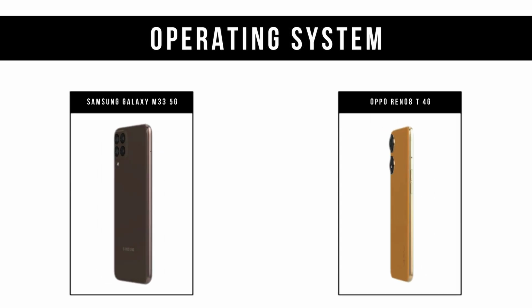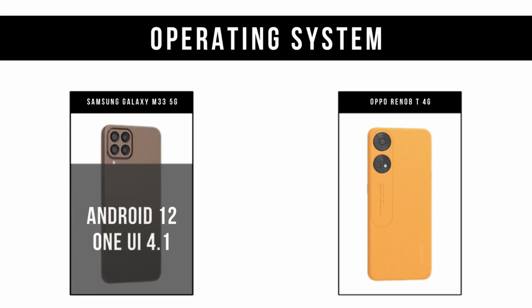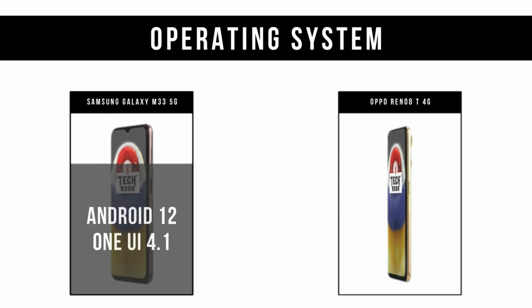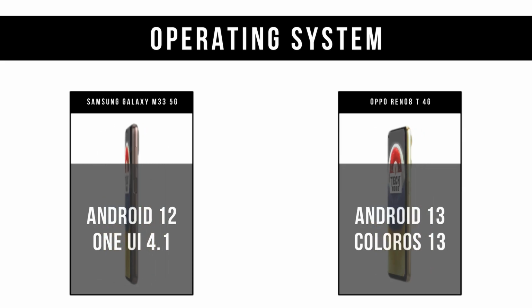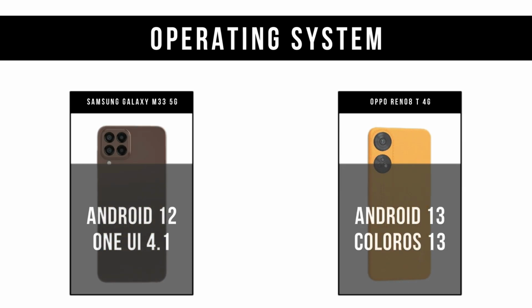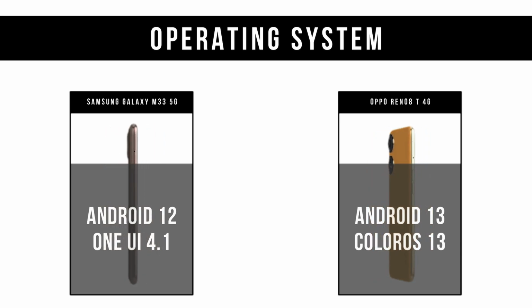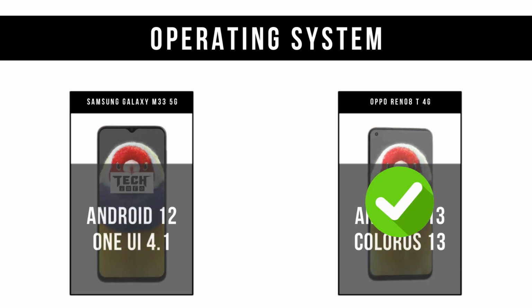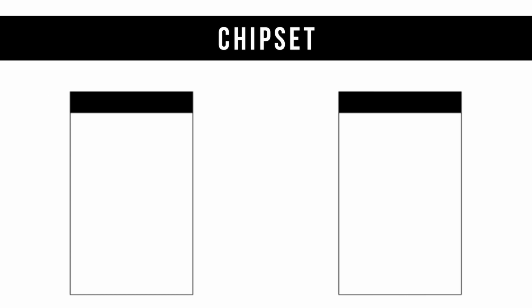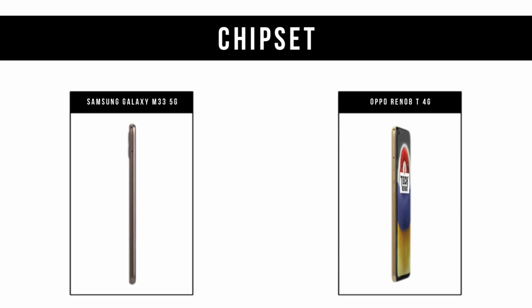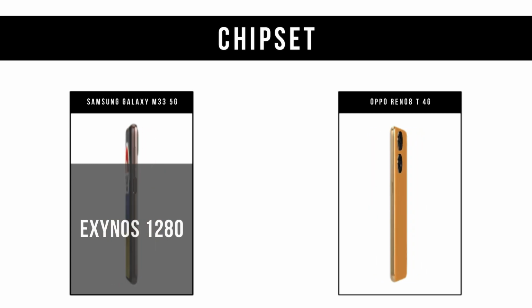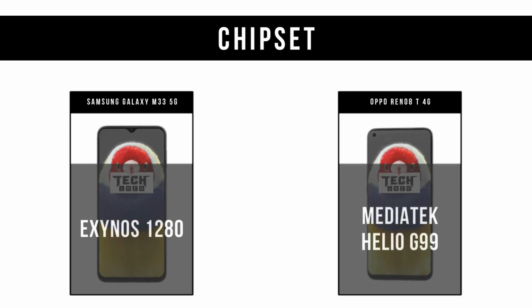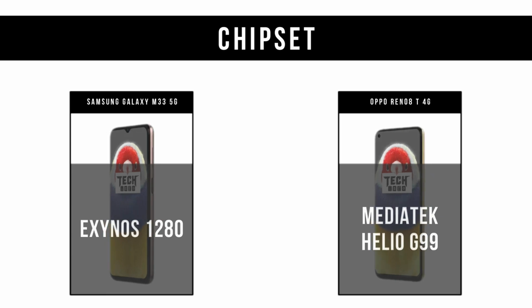Operating system. Samsung Galaxy M33 5G is Android 12, One UI 4.1. Oppo Reno8 T4G is Android 13, ColorOS 13. Chipset. Samsung Galaxy M33 5G is Exynos 1280. Oppo Reno8 T4G is MediaTek Helio G99.